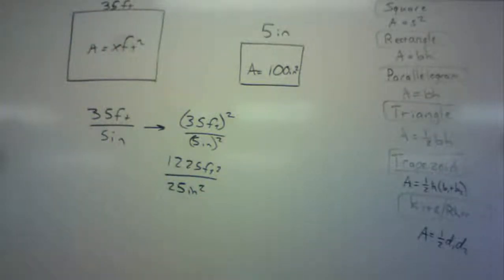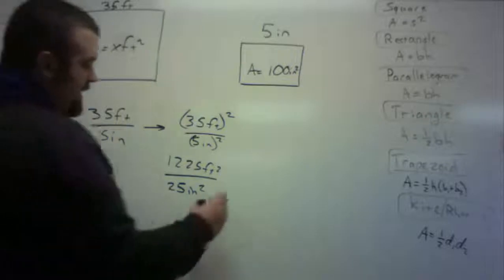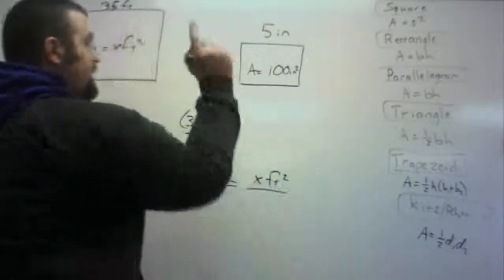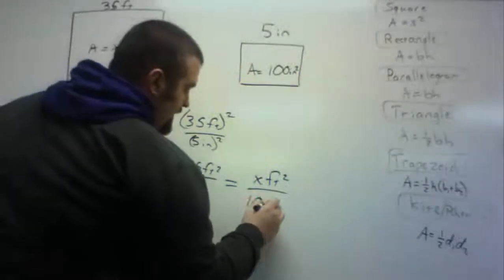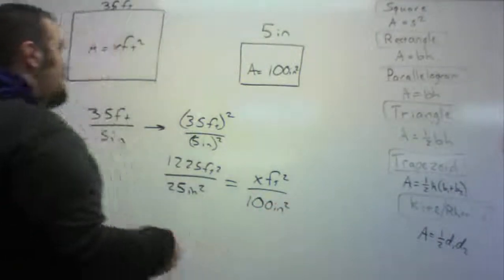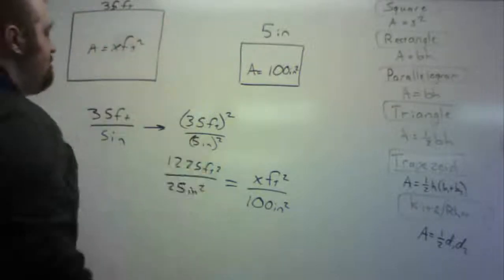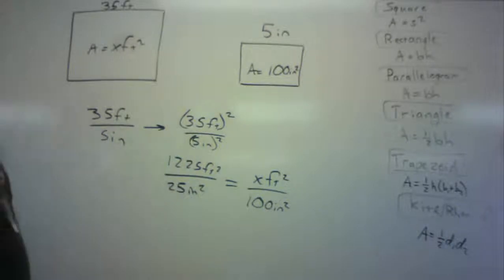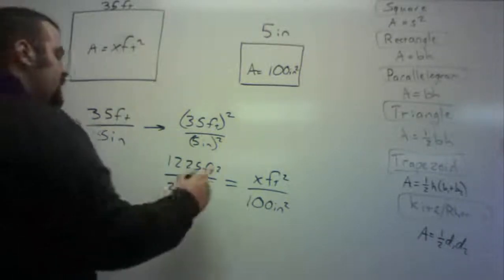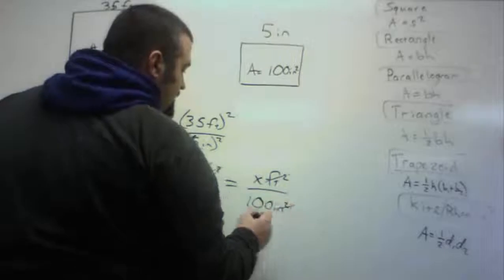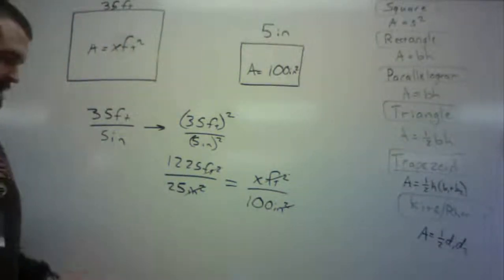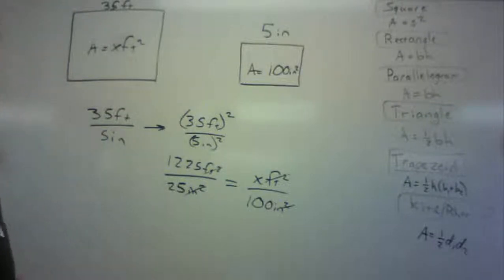All right, let's look. The actual area that I'm looking for is x feet squared. The area of the blueprint was 100 inches squared. So I went left, right, left, right. It's feet to inches, feet to inches. Oh, those units will work out. I don't have to worry about converting them because of where they are. They match up. It's corresponding. It's nice and neat. So at this point, it's just the normal cross multiply.